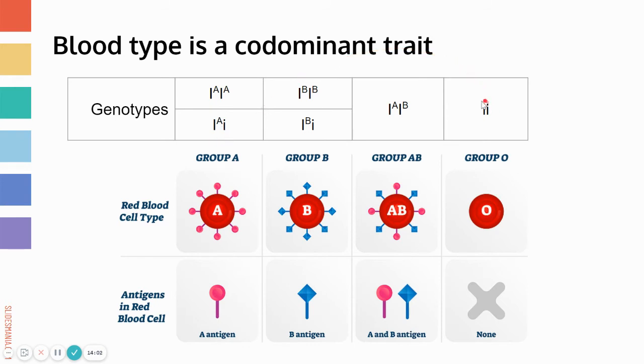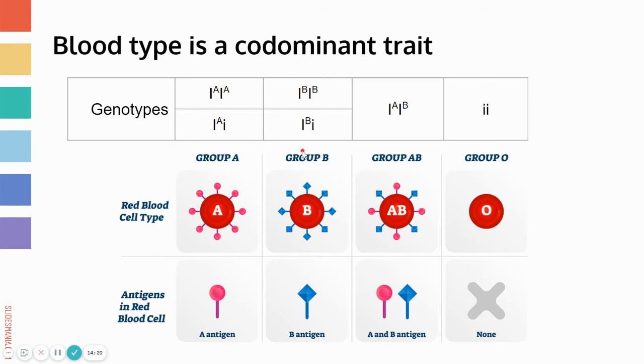And remember that little i is when we get nothing present. So if it's a little i, it's going to correspond to no antigens, and that's going to be recessive to any antigen producing allele, such as IA. So both of these options would give us type A blood.